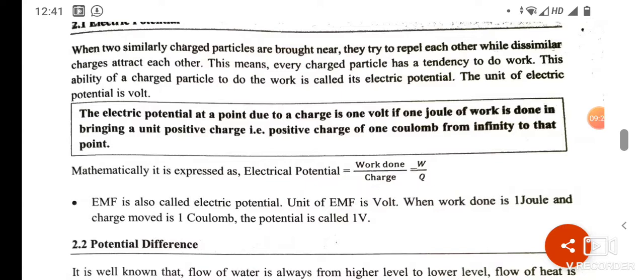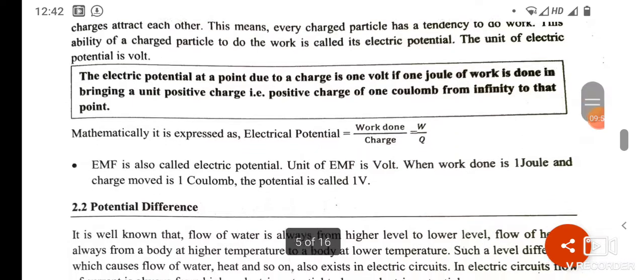So that is electric potential. So electric potential is work done per charge. EMF is also known as electric potential. Unit of EMF is voltage itself. Unit of potential difference is also voltage. When work done of 1 joule and the charge is moved as 1 coulomb, the potential is called 1 volt. Okay, so W is in joules, Q is in coulomb. So 1 joule work is done in bringing a charge of 1 coulomb. It can be termed as 1 volt.